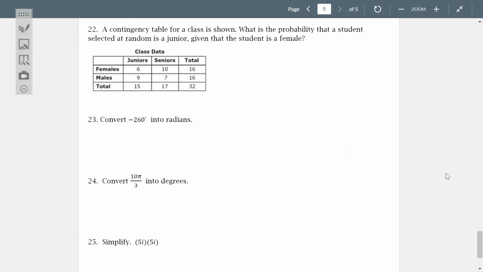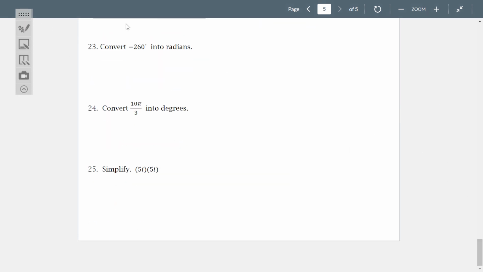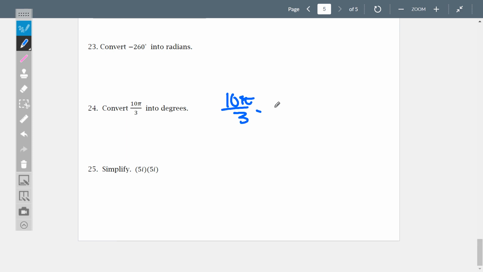Number 24, convert to degrees. So 10 pi over 3 multiplied by 180 over pi. The pi's cancel. 10 times 180 divided by 3, so this is 600 degrees.